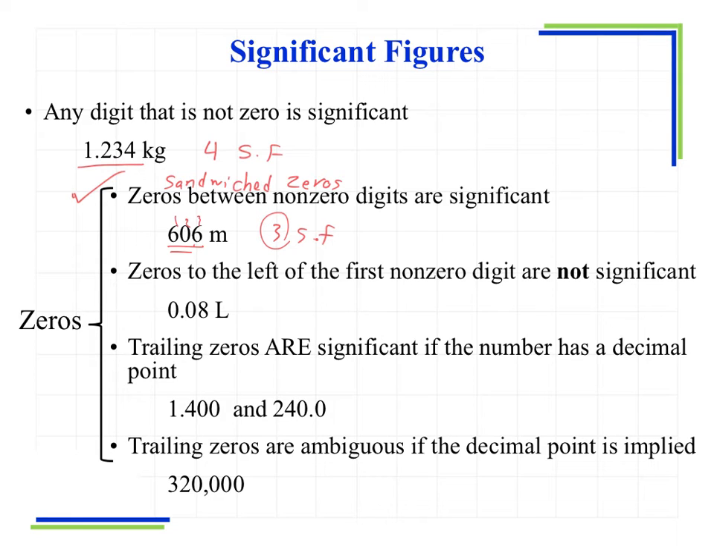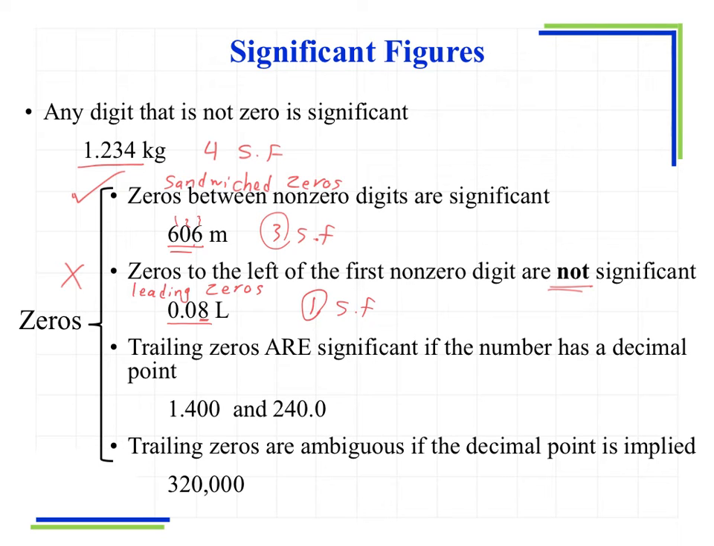The second type of zeros are the zeros on the left of the first non-zero digit. These are called leading zeros. Are leading zeros counted as significant figures? No, they are not significant. So if you have a number like this, how many significant figures do you have? You have only 1 sig fig. You don't count these zeros because these are leading zeros. You only have 1 non-zero digit, so you have 1 sig fig.